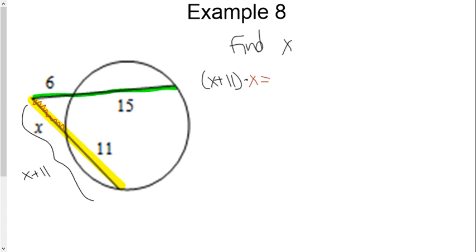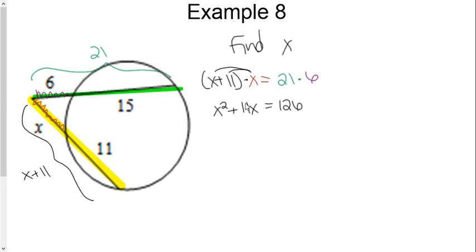the whole length here, which in this case is 6 plus 15, which is 21. So this is equal to 21 times just the outside piece, you guessed it. So just 6. So I'm going to just take this x and distribute it inside the parentheses. So x times x gives me x squared, plus x times 11 gives me 11x, equals 21 times 6 is 126. Now, since I have two x's, we have to go back all the way to chapter 9.